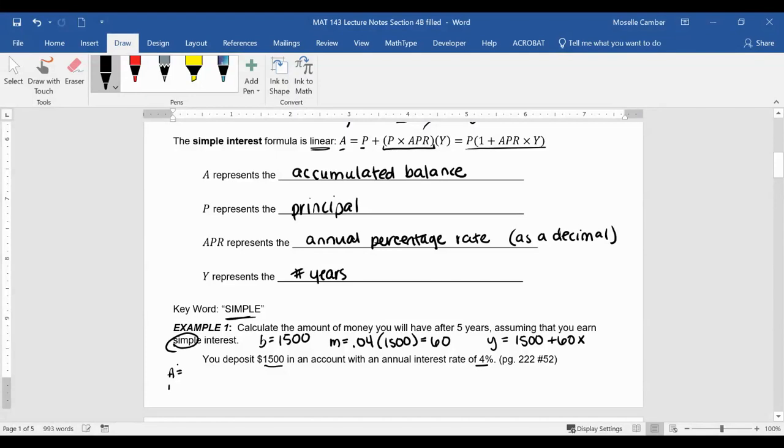If you want to memorize this formula, what I like to do is write out all of my variables and fill in what I know. So in this case, A is the accumulated balance. They don't give us the accumulated balance, but that's what they're asking for, so that is going to be our unknown. Our principal, what we deposit, is 1,500. The APR they give us is 4%, which is 0.04 as a decimal. And it says in the problem that we want to have it after 5 years.